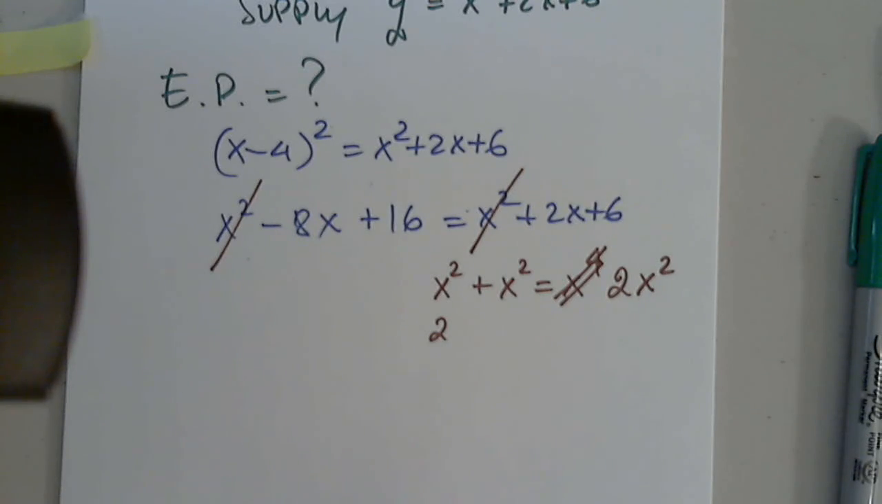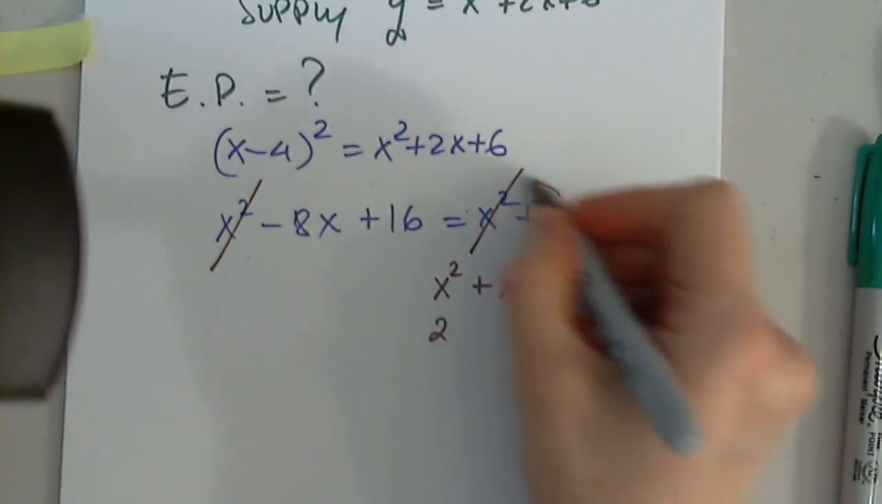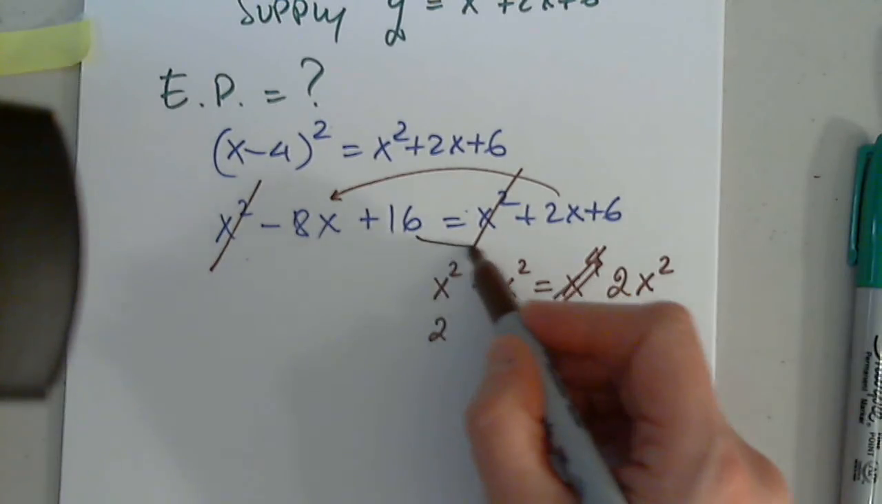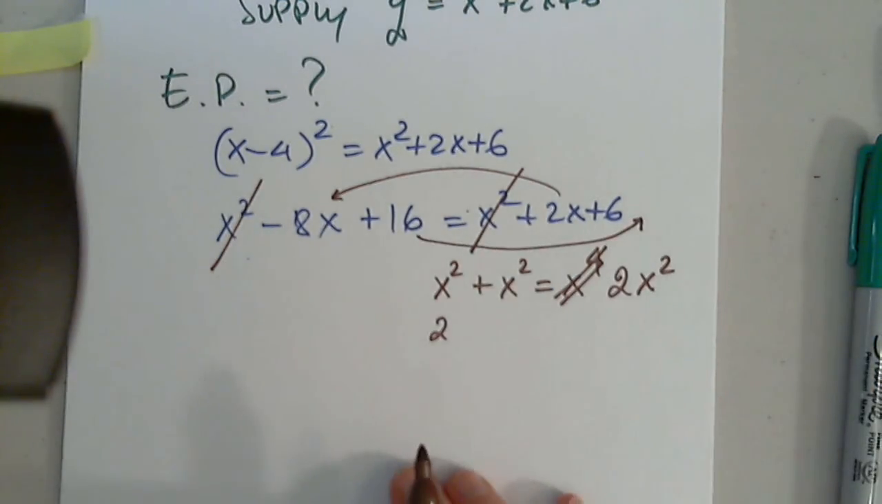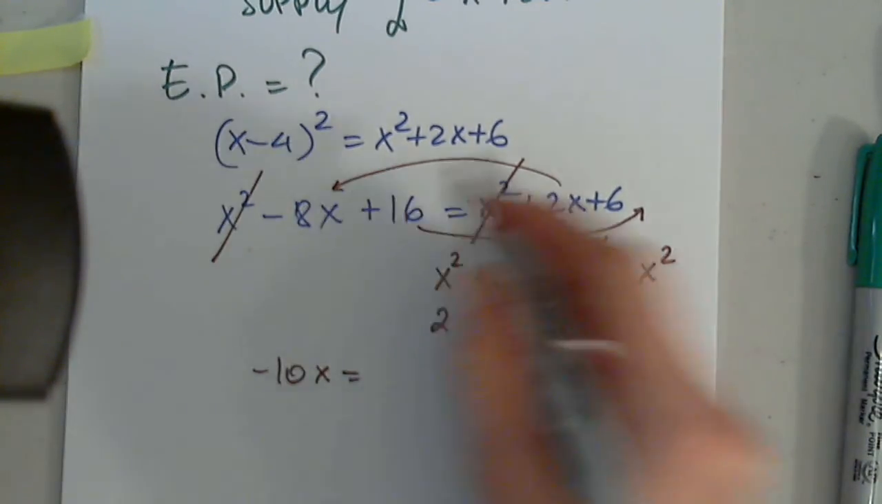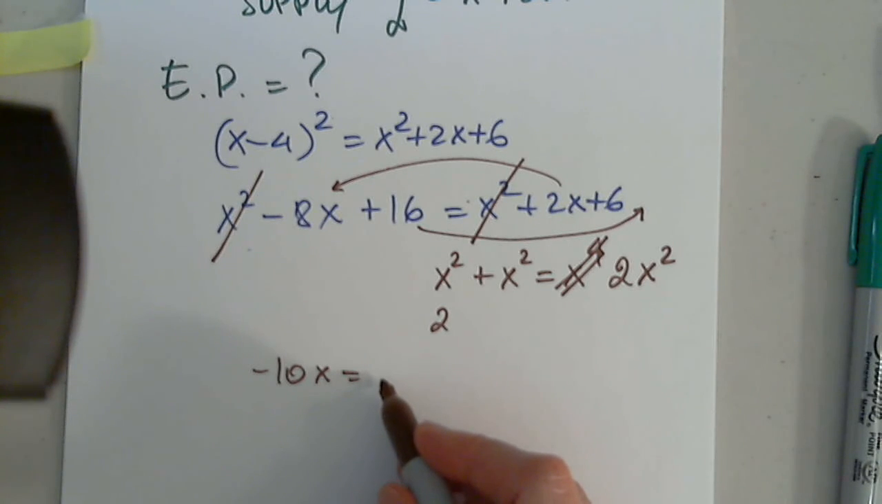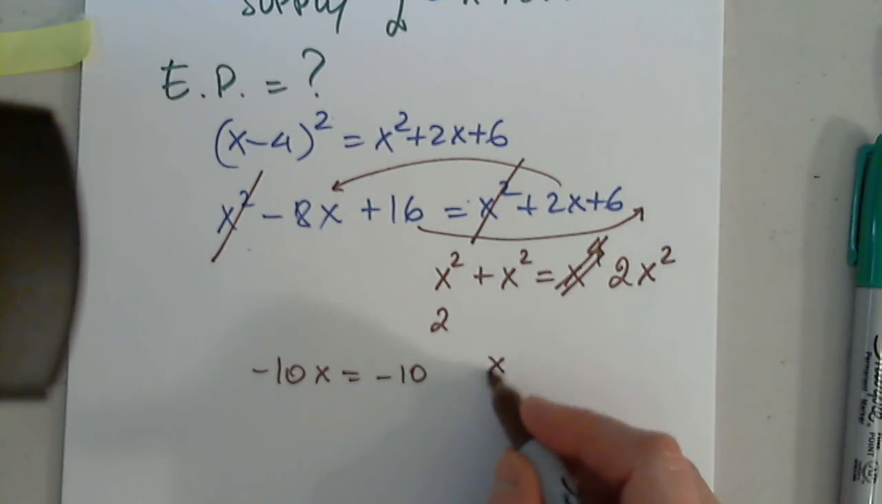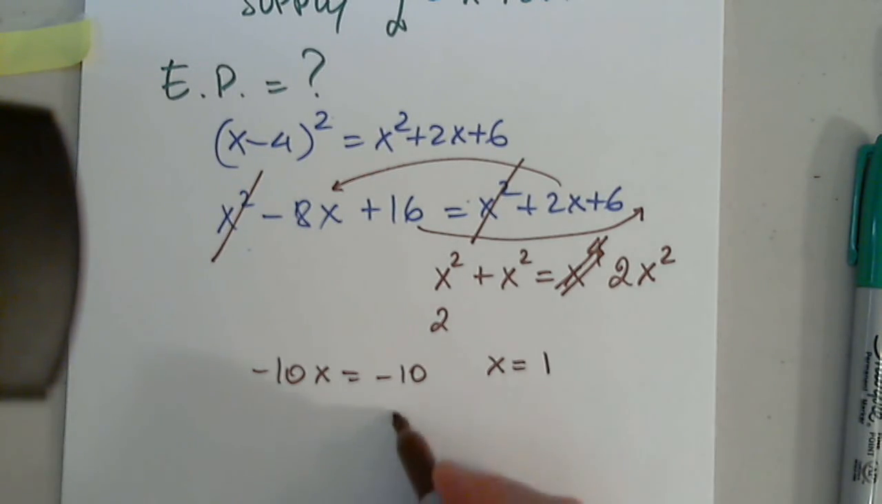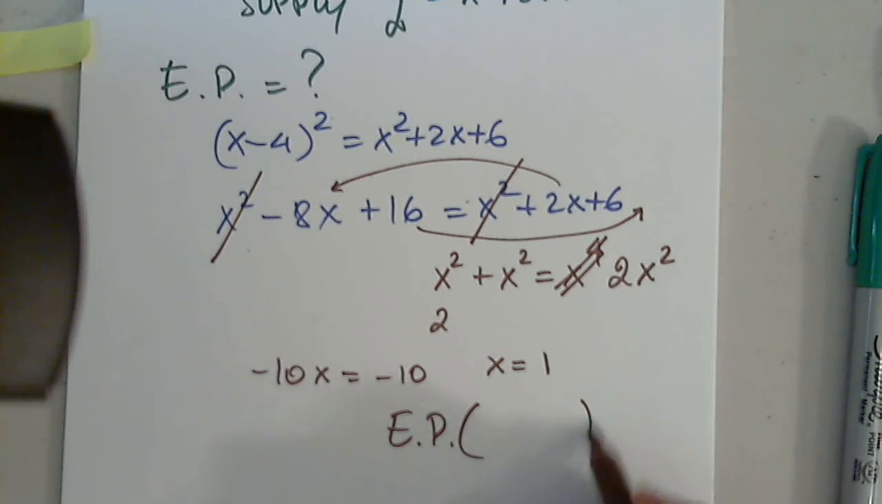You can subtract 2x. Of course, I'll subtract 2x. And I have to subtract 16. I move 2x. What do I get? Very good. I move 16. What do I get? Negative. Good. And how much is x? 1. Good. So then the equilibrium point has x equals 1.